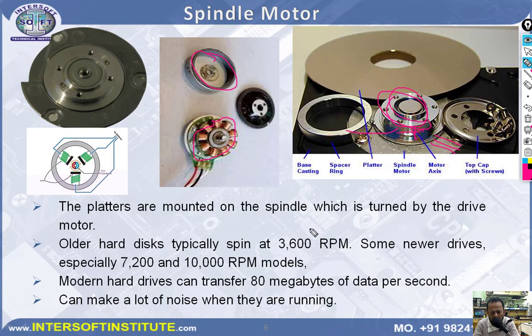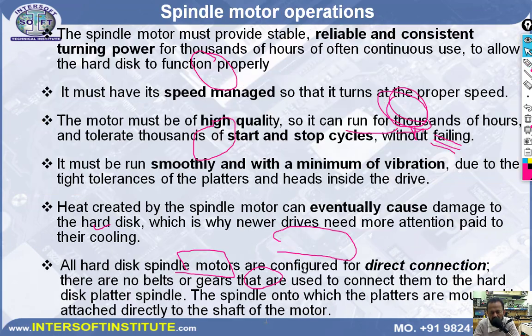The platters are mounted on the spindle motor which is turned by the drive motor. Older hard disks typically spin at 3600 rpm, but new motors work at much higher rpm. Okay, a modern hard drive can transfer 80 megabytes of data per second, like that. Lot of noise. So these are normal.